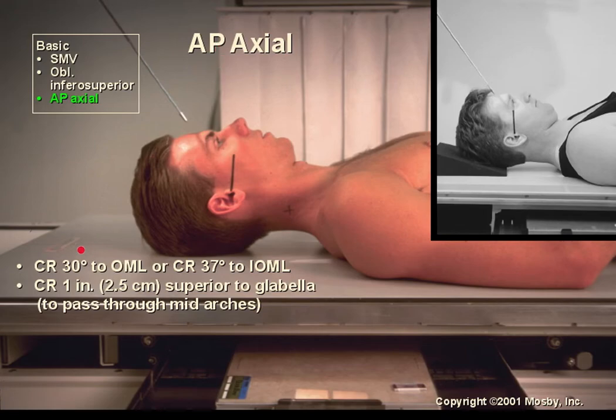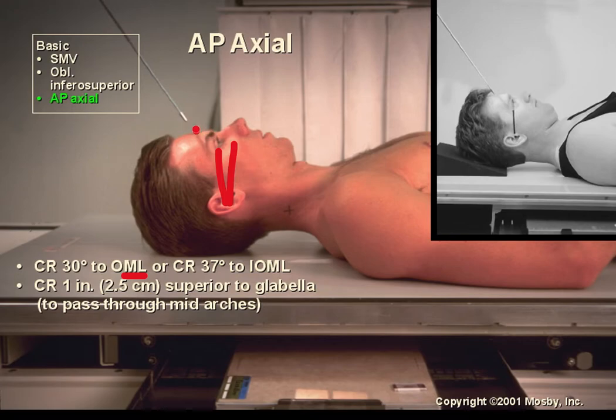AP axial facial bones. We are central ray 30 degrees to OML. Okay, so OML here. OML right here. 30 degrees or 37 to IOML. So if you're IOML or OML, depending on which one you're using, 30 degrees for OML, 37 for IOML. Central ray is 1 inch superior to the glabella. So just 1 inch superior to the glabella.